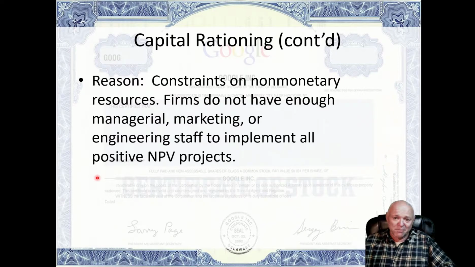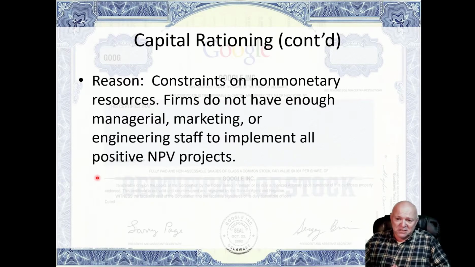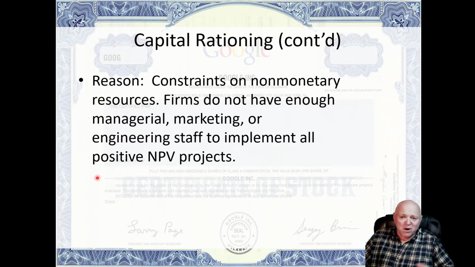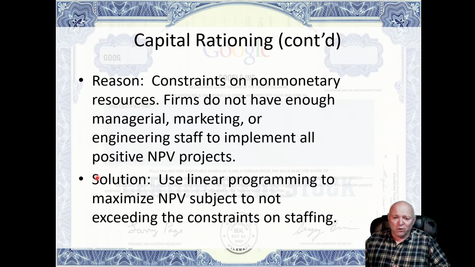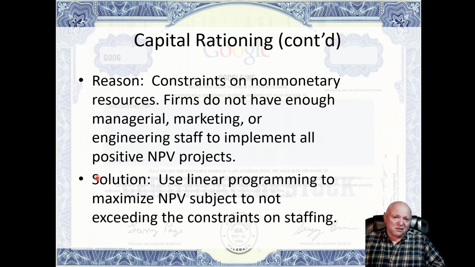I mentioned earlier we might have some other constraints on the business. We don't have enough management or enough marketing talent, enough engineering staff to implement all of the positive NPV projects. And of course, now we have multiple constraints, and that suggests that this problem isn't just going to be solved with finance, it needs to be solved with those other factors. And for that we use things like linear programming models to optimize the project value.